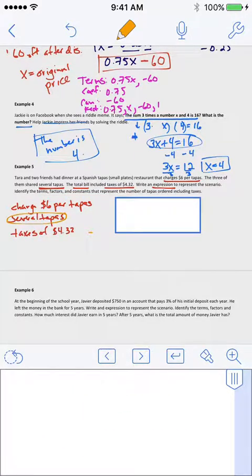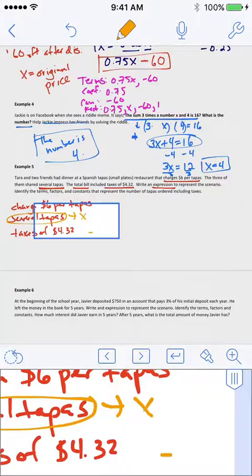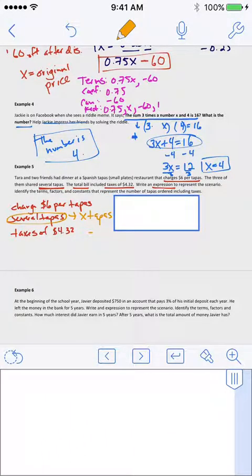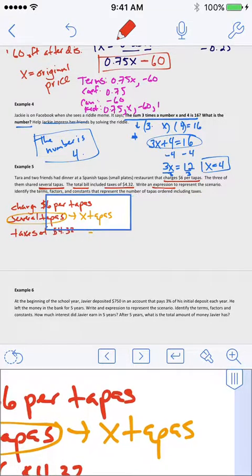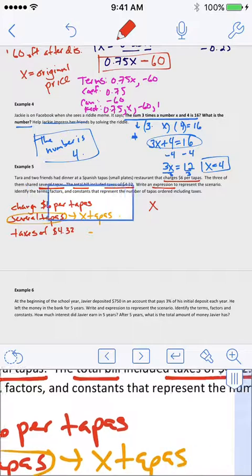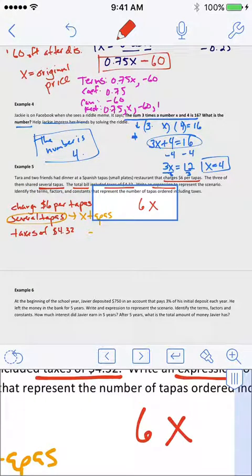So I'm going to define this as the X. This is going to be X, the number of tapas that they eat. X will be how many tapas. If they ate 3 tapas, I'll be able to plug in 3. If they ate 10 tapas, I'll be able to plug in 10, right? So that's what I'm going to define my X to be. Because of that, the total price of the tapas is going to be however many they ordered times the $6 per tapas, right? So if they ate 2 tapas, they'd pay $12. If they ate 3 tapas, they'd pay $18, right?